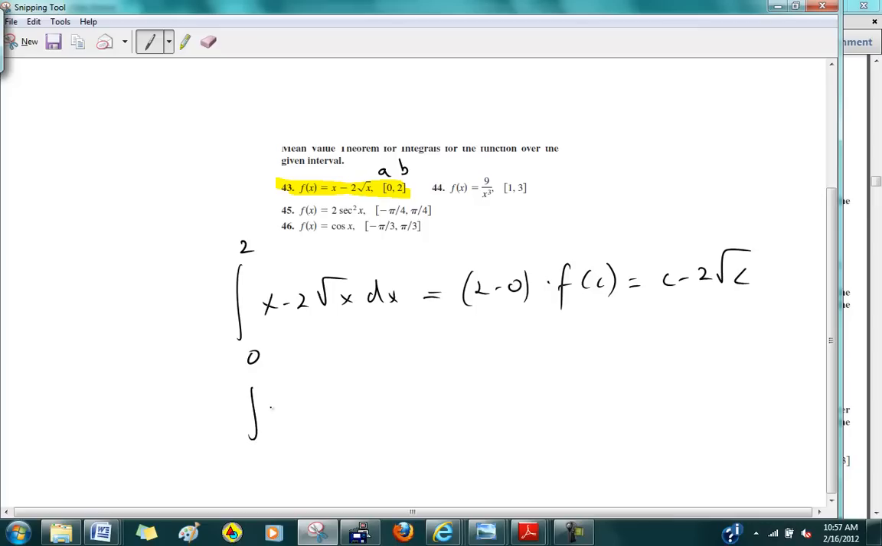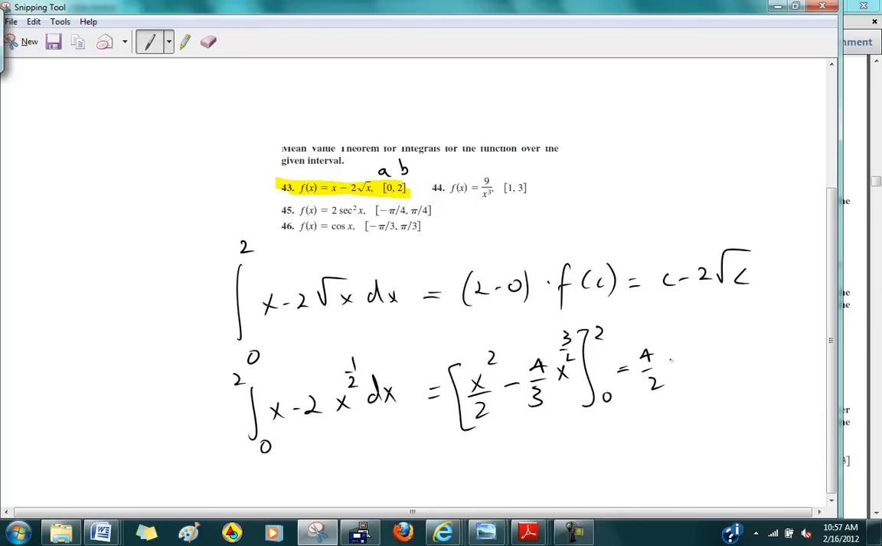So I need to rewrite this guy to be x minus 2, x to the 1/2 dx. So then this becomes x squared, and the limits are 0 to 2. So this becomes x squared over 2. Increase this by 1, so that becomes 3/2. Divide by that, so then this becomes 4 over 3, because dividing by 3 over 2 flips it over. This guy becomes x to the 3/2, and you're going to put in your numbers 2 and 0. And so that's equal to 4 over 2 minus 4 over 3 times square root of 8. Okay, so square root of 8 is 2 root 2.